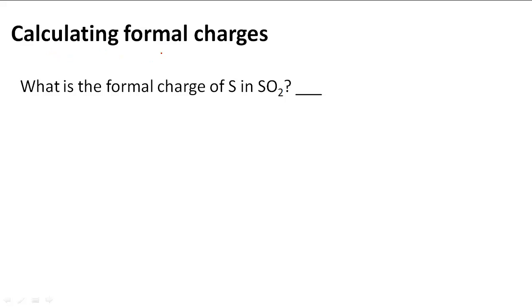Calculating formal charges. In this example problem, it says, what is the formal charge of S in SO2? So they want us to find the formal charge of sulfur in this compound. So formal charge is the electrical charge difference between the valence electrons in an isolated atom and the number of electrons assigned to that atom in a Lewis structure.